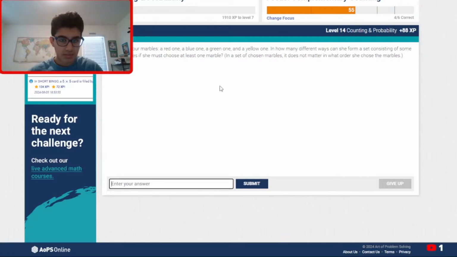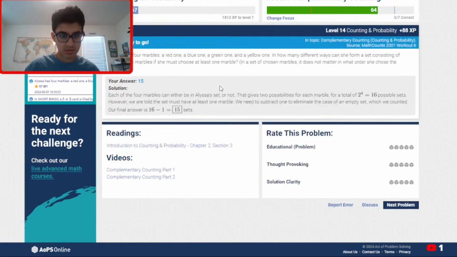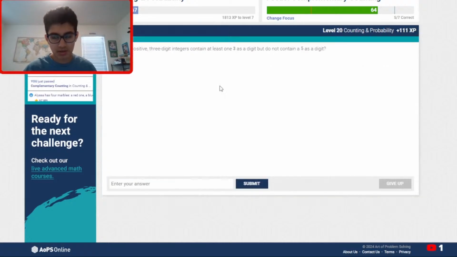Right, so okay, complementary. How many ways are there for her to choose whatever marbles she wants? That's just 2 to the fourth. Is a red one in it? Is a blue one in it? Green one in it? Yellow one in it? So that should be 2 to the fourth minus the case where there are none, which is only one way to do. So it should just be 15. Okay, good. It seemed a bit weird, but fine now.